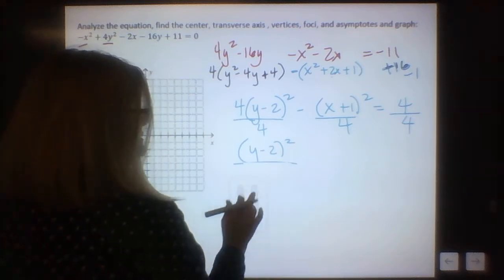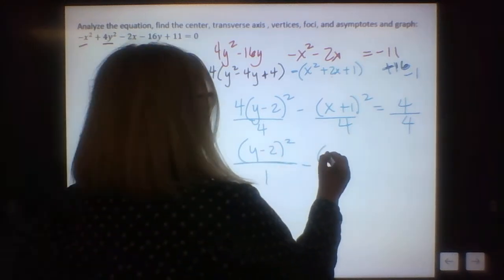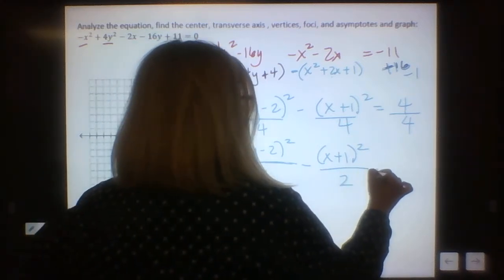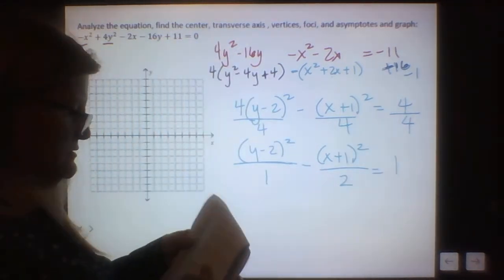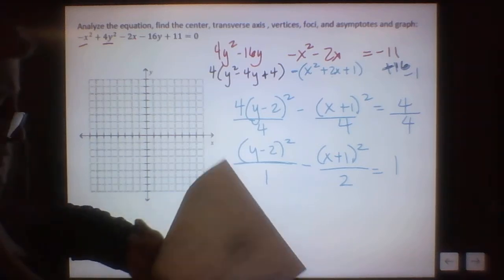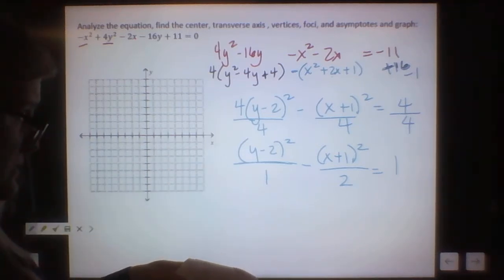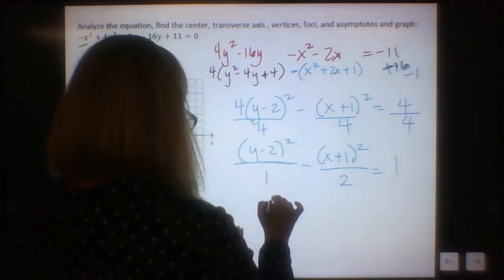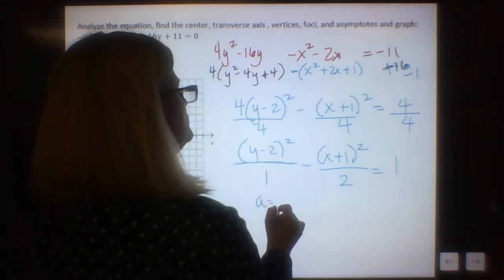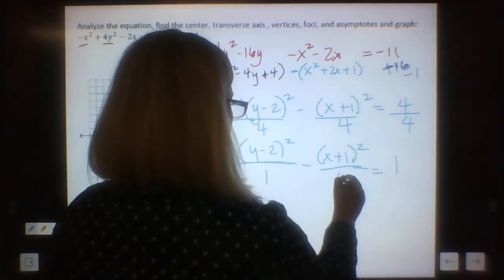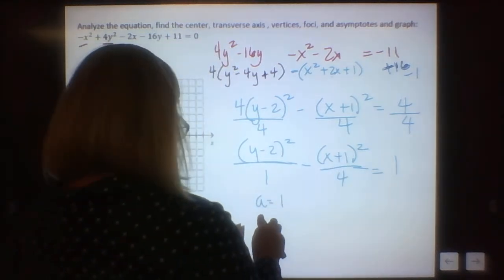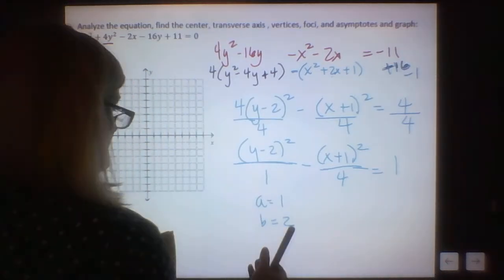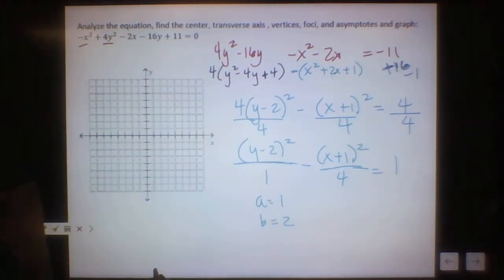1. 2. Okay. So, when it's in this form, what will it be? The y is first. So this is A. A equals 1, B equals 2. So we need to find what C is.